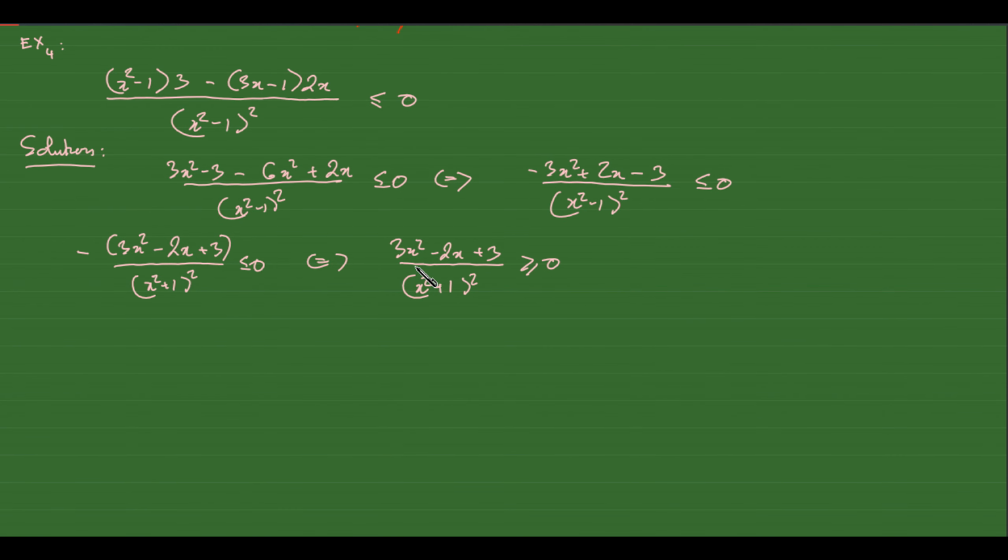Now our job is to factor this. I just want to check again if I copied everything right. x squared minus 1 times 3 minus 3x minus 1 times 2x. So negative, positive x. So you have negative 3x squared plus 2x minus 3. You factor the negative out, so negative, positive. Okay, so our job here is to factor this. Let's see if we can factor this or not.